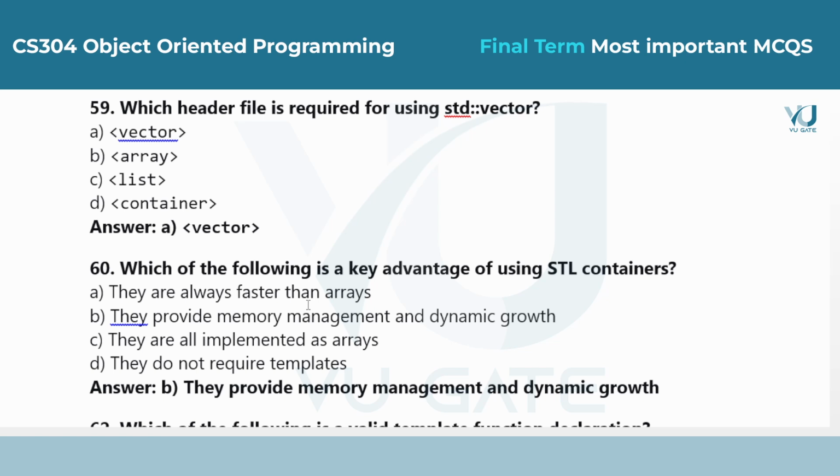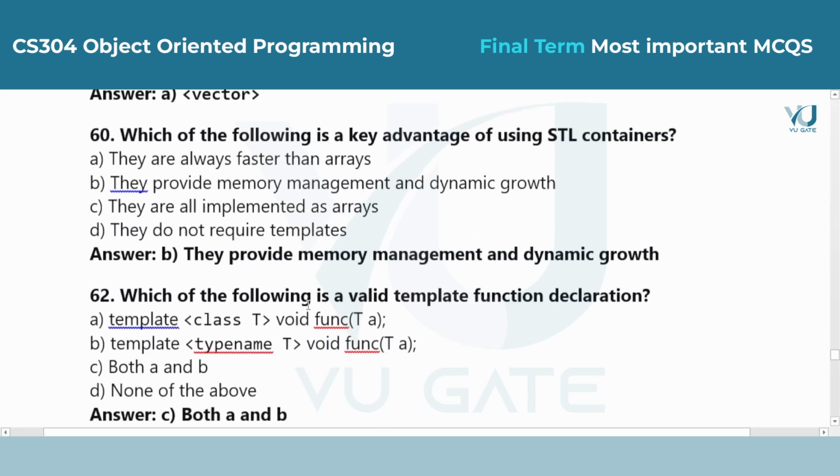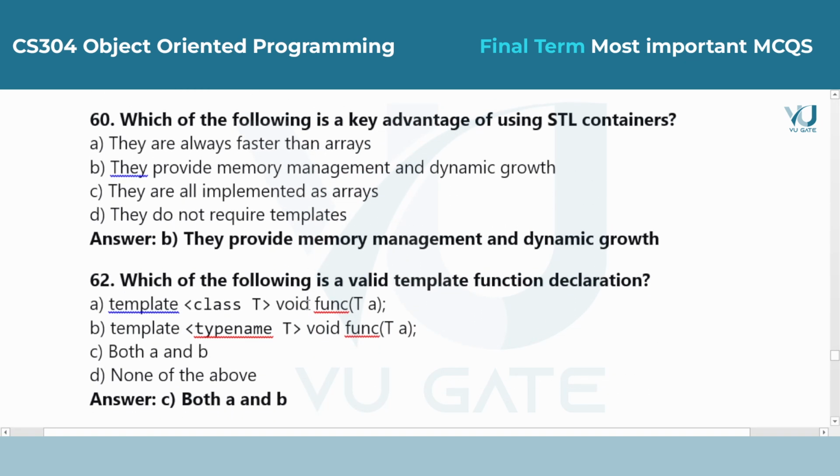Q60. Which of the following is a key advantage of using STL containers? Answer: B. They provide memory management and dynamic growth. Explanation: Unlike traditional C-style arrays, STL containers manage their own memory. If you add more data than the current capacity, they automatically grow to accommodate the new elements.